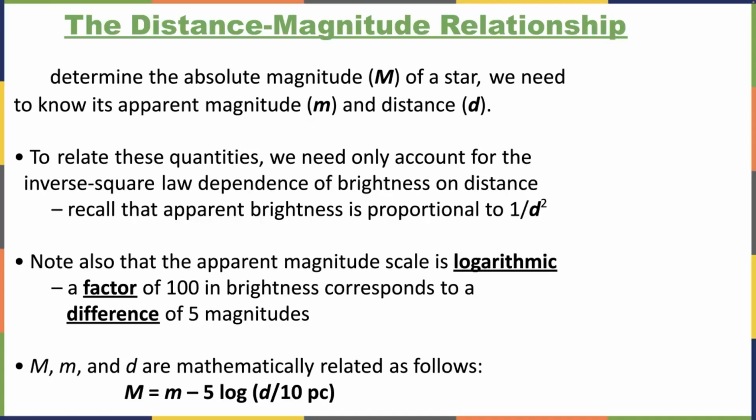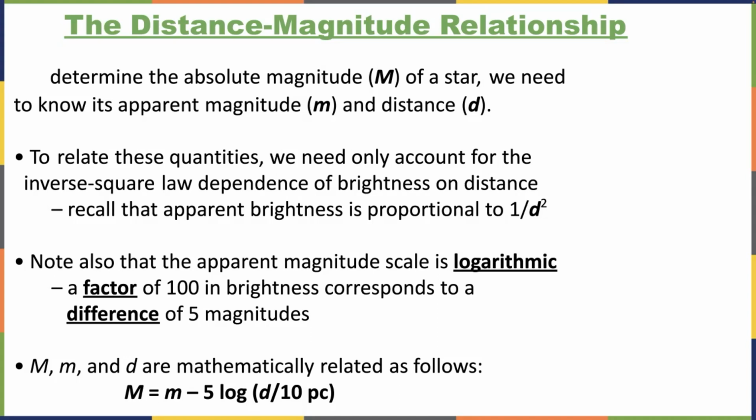Now to relate these quantities, we need only account for the inverse square law dependence of the brightness on distance. Everybody knows that, right? Apparent brightness is proportional to 1 over d squared. And we also know that the apparent magnitude scale is a logarithmic scale. A factor of 100 in brightness corresponds to a difference of 5 magnitudes. So that's what we have learned before, right?